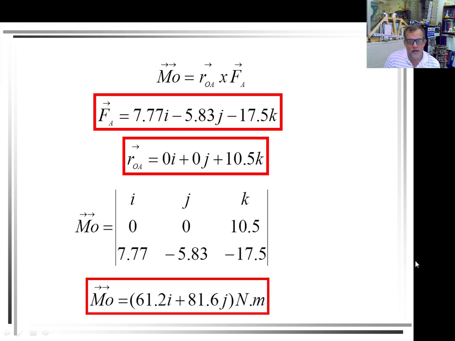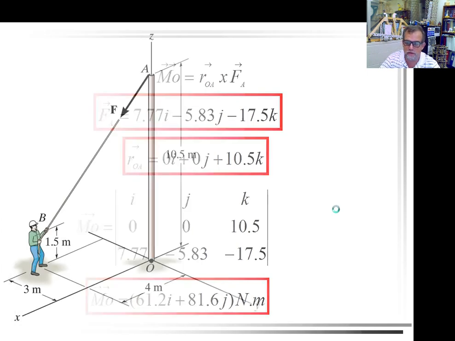If somebody asks you at this point, what is the direction of that moment? How do you express that? Come on, say it. Alpha, beta, and gamma, or the unit vector. You can calculate the unit vector. How do you calculate the unit vector? Calculate the magnitude of the moment and divide each one of the components by the magnitude. That's the cosine of the angles. Cosine alpha, cosine beta, cosine gamma. You should know that. Okay?